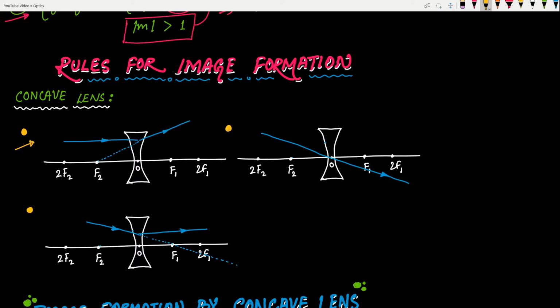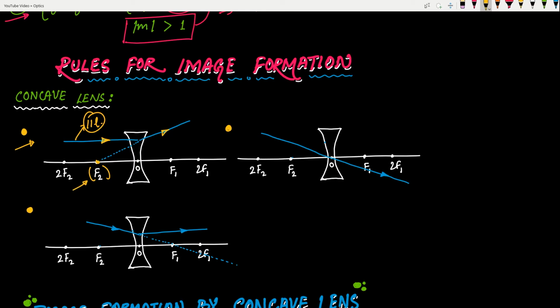The first rule says that whenever a ray of light parallel to the principal axis comes and hits the lens, then it refracts and diverges away. And that diverging ray seems to come from a fixed point. That point is known as the focus. This is F2, which is the primary focus of the lens. We know that in order to obtain the primary focus, we always use parallel rays, and these are the parallel rays. Therefore, the point that we receive is actually the primary focus, or F2.